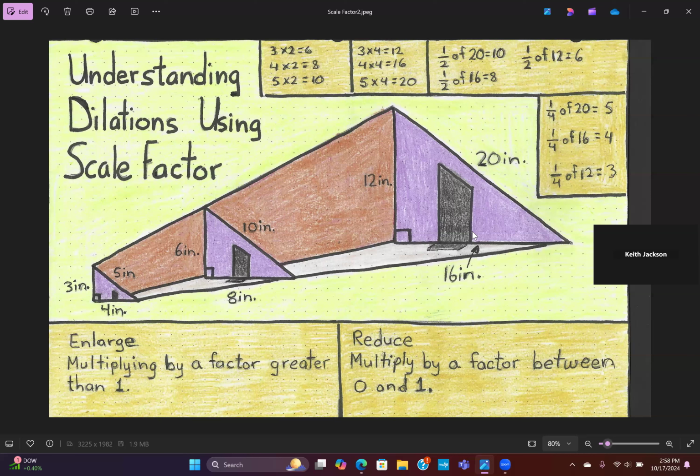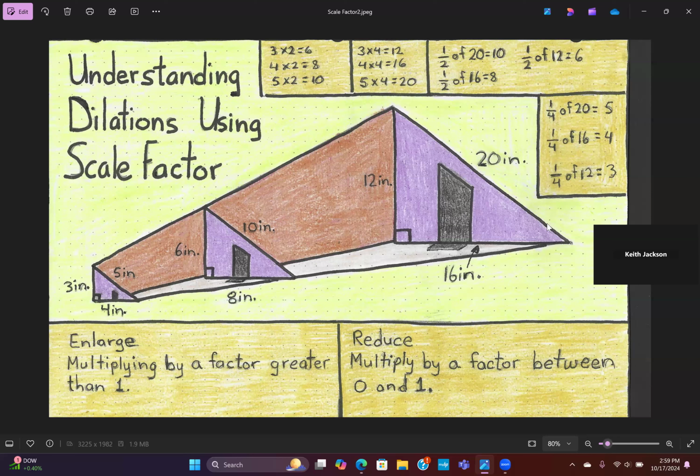Now, let's say we have this big figure right here and we want to reduce it. And so what we're going to do is multiply it by a factor that is between 0 and 1. And so let's say, for example, 1/2 of 20. 1/2 of 20 is the same as dividing by 2, right? And so 1/2 of 20 is 10. And so we just go back right here to 10. So we reduce this figure to 10 simply because we multiply it by 1/2, because 1/2 is between 0 and 1. And we could do the same thing for the other sides because 1/2 of 16 is 8. And of course, 1/2 of 12 is 6.